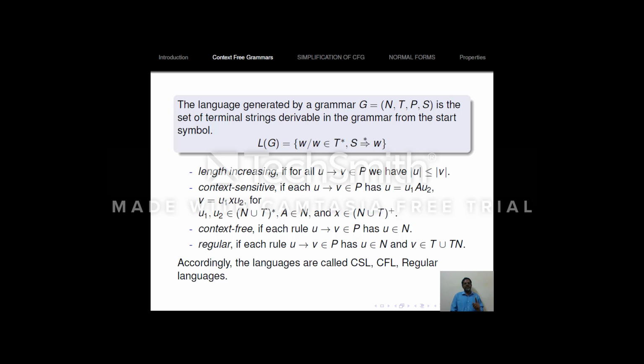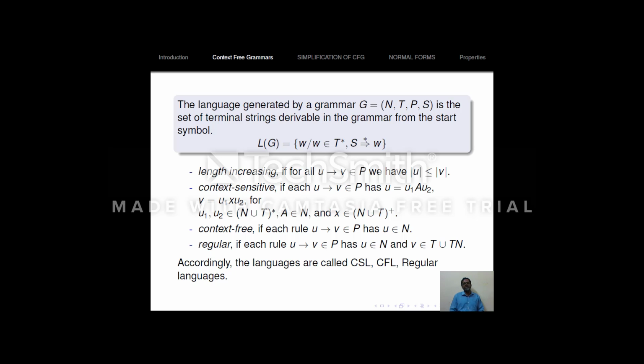The only condition is that every replacement of the non-terminal present on the left hand side is based on the context. In this definition, we see that u1 A u2 derives u1 X u2. This gives a meaning that A will be replaced by X only when u1, u2 are present on both sides actually.